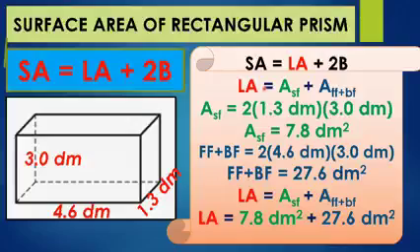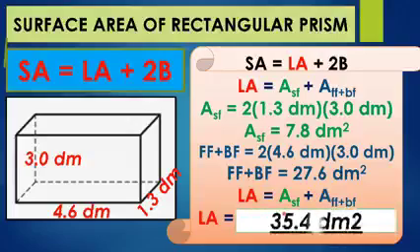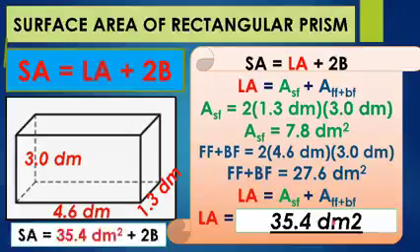That is, lateral area is equal to 7.8 plus, okay, the area of your front and back, which is 27.6. And the sum is equal to 35.4 square decimeters. Okay, so area pala yun. Let's set aside first the lateral area of this rectangular prism. So yung kulang na lang natin is the 2B or the two bases.